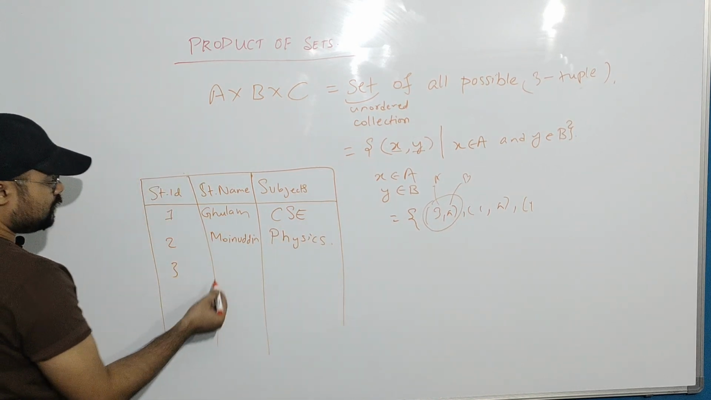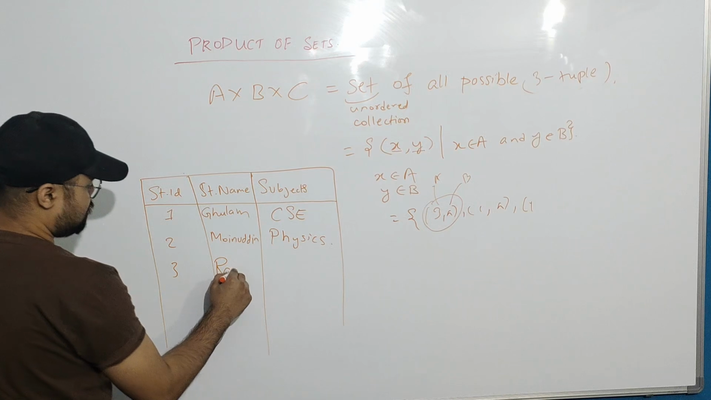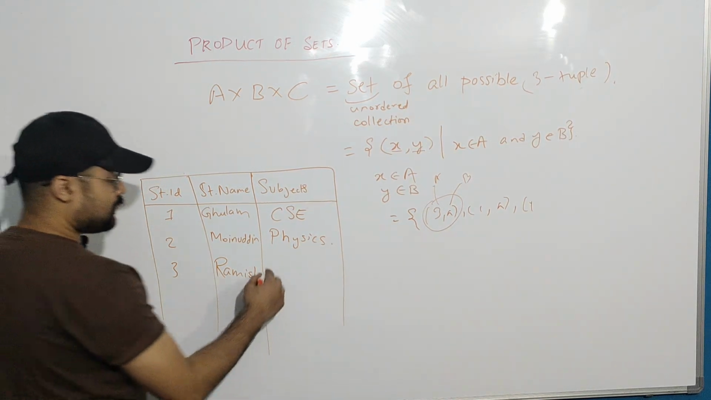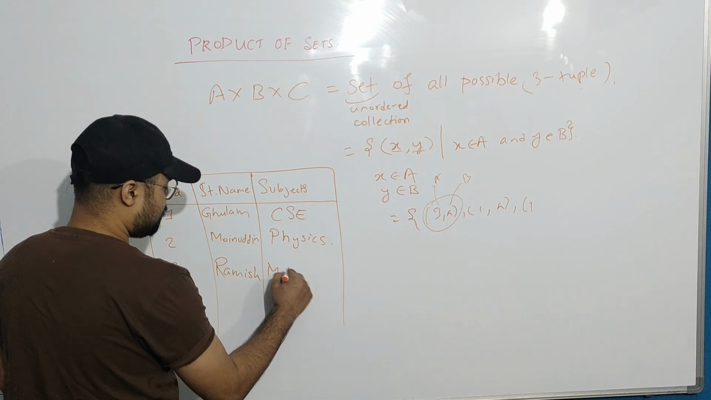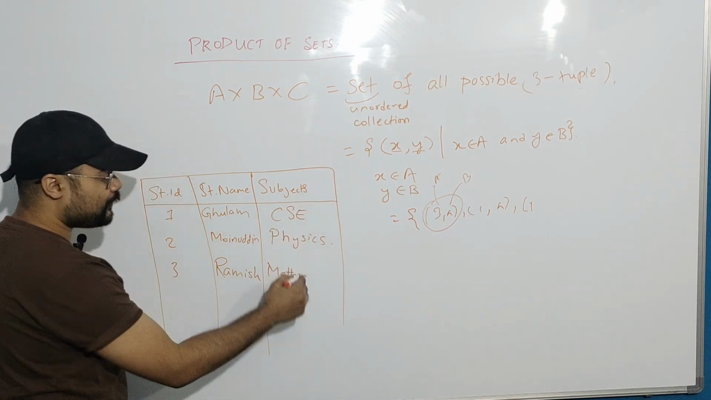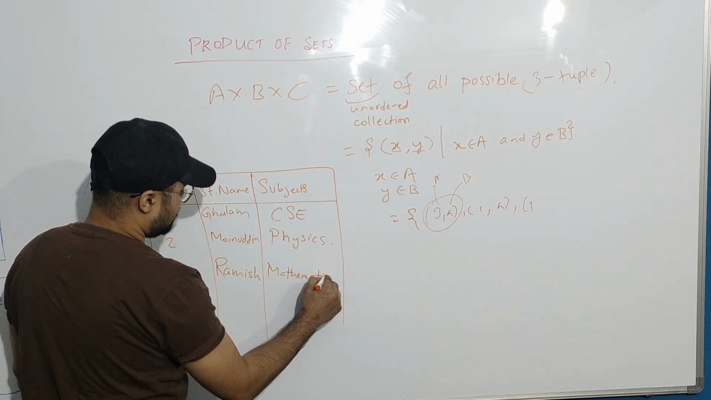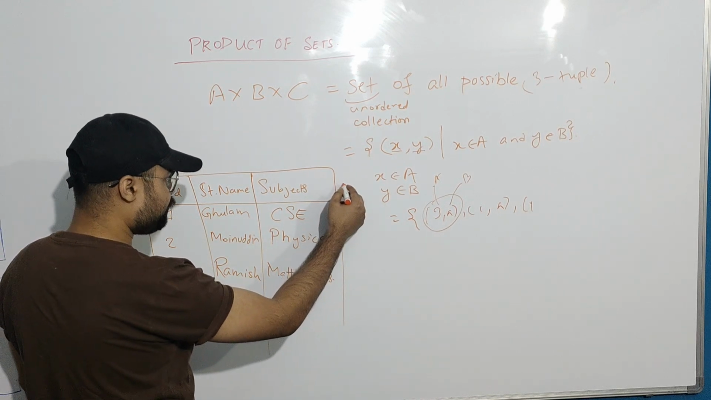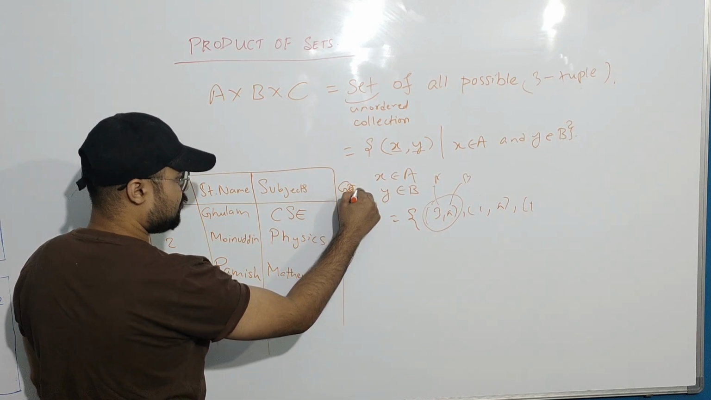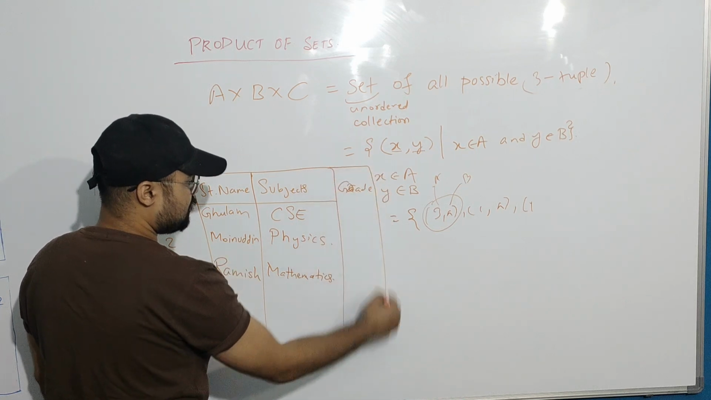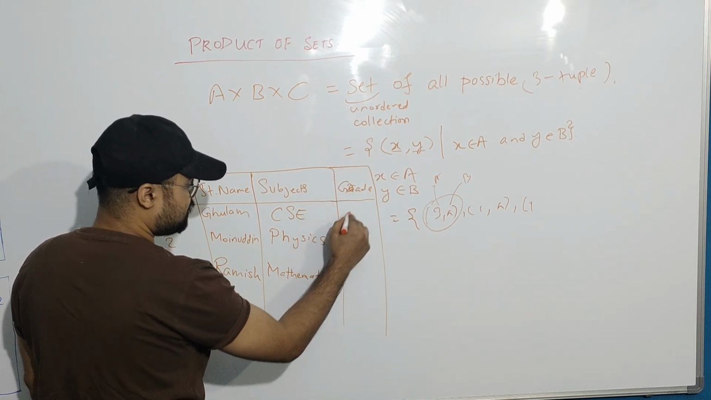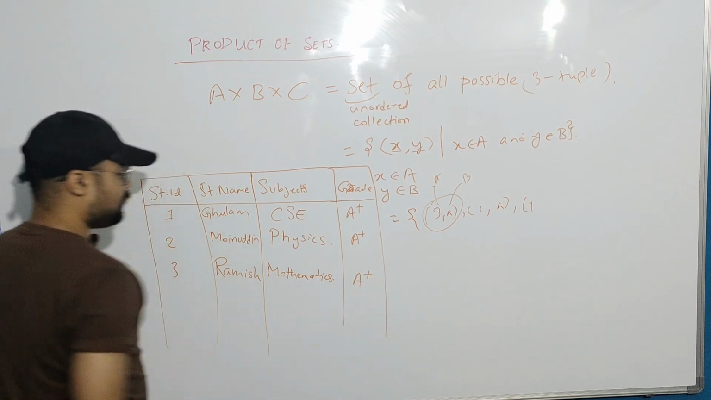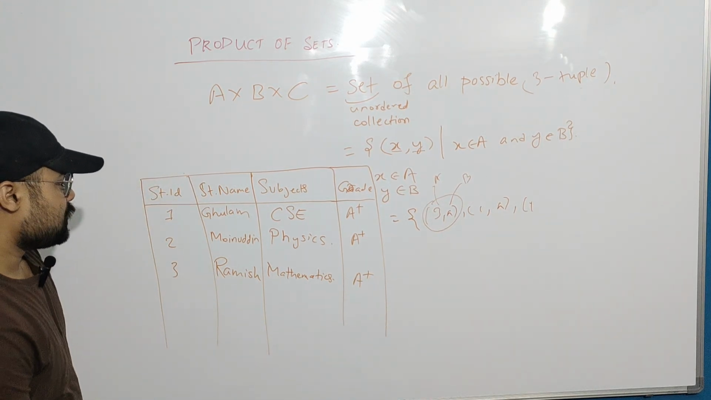And there is a third student. Let's say his name is Ramesh, and he is a master of mathematics. Oh, sorry, he is a student of mathematics. Okay, and grade is that they are all toppers, always A plus, A plus, A plus.